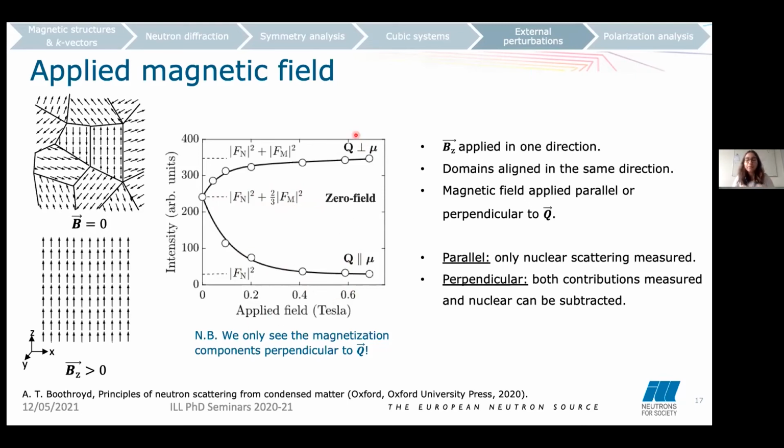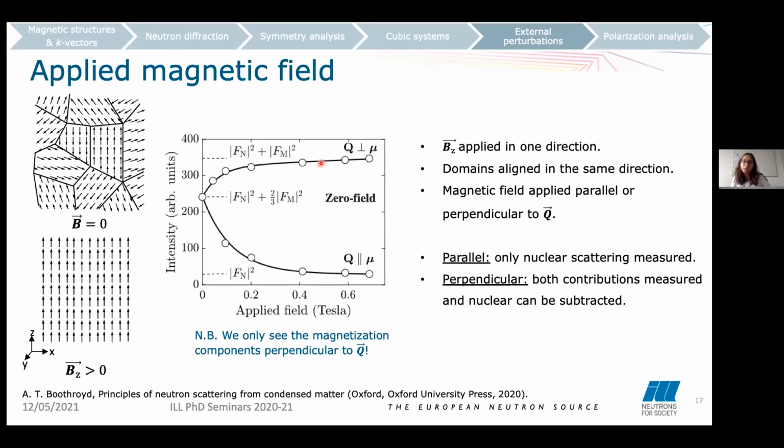And if instead we apply our magnetization perpendicular to the Q vector, now we will see the nuclear component and the magnetic component. And we can just subtract the top from the bottom to get our magnetic component.